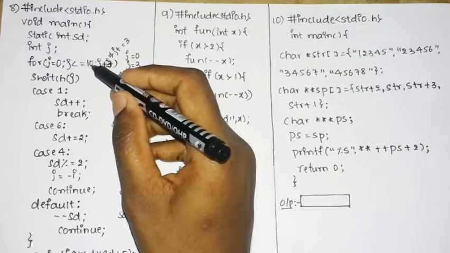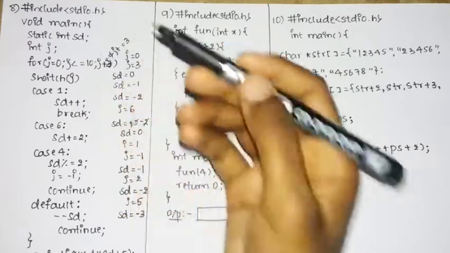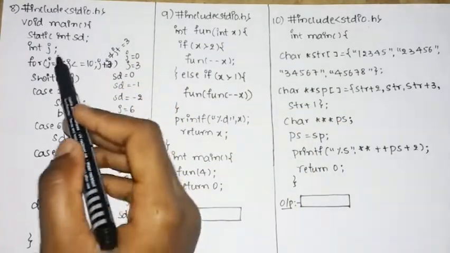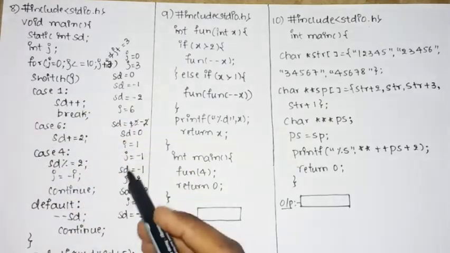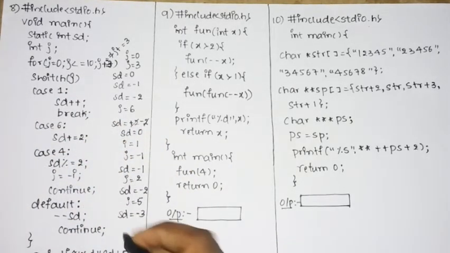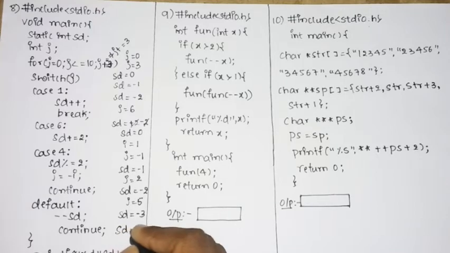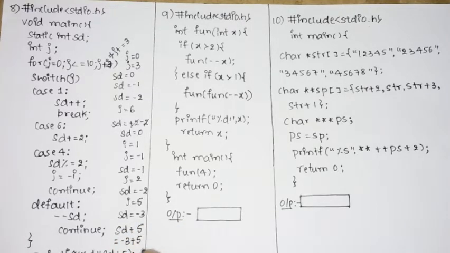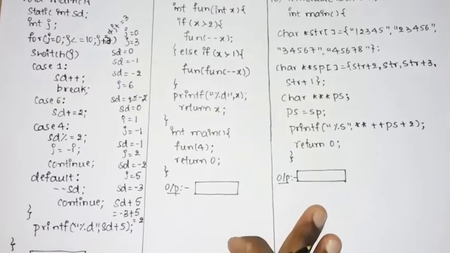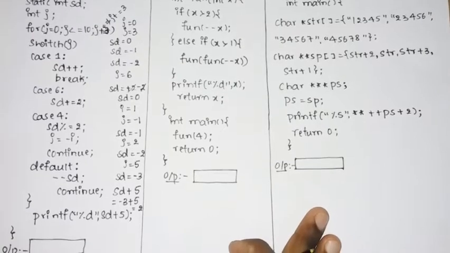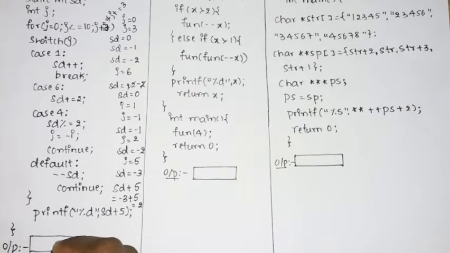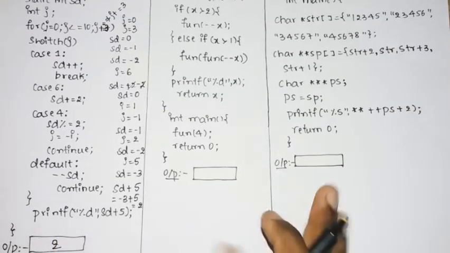11 is less than or equal to 10, the condition becomes false. Once the condition becomes false, it comes out of the for loop, and st plus 5 will be minus 3 plus 5, so the value is 2. Therefore, you can write 2 as the output for this code.